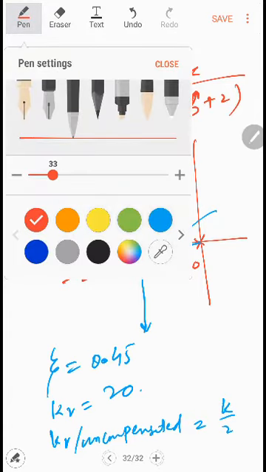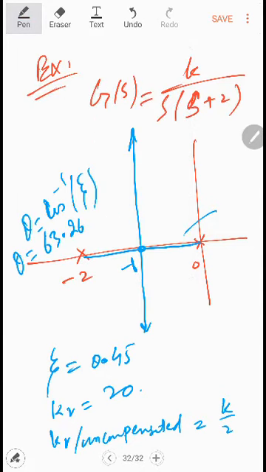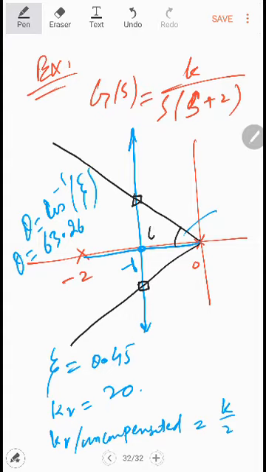the closed loop pole will pass through this point. We have to design such that it is at this point. This point is at 63.26 degrees, and this is 1, which is also given.